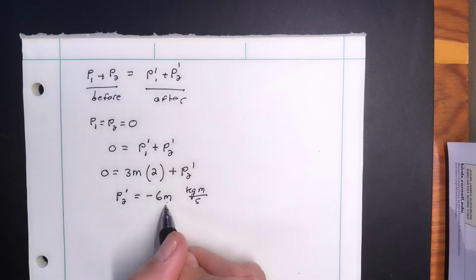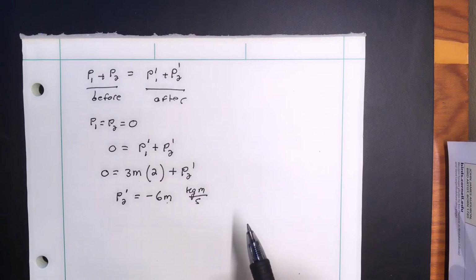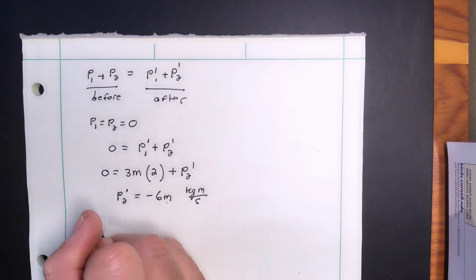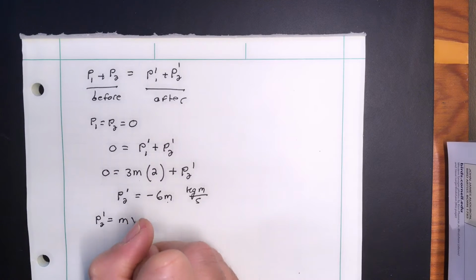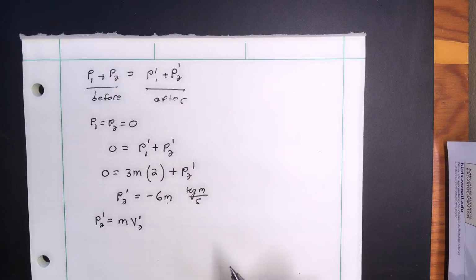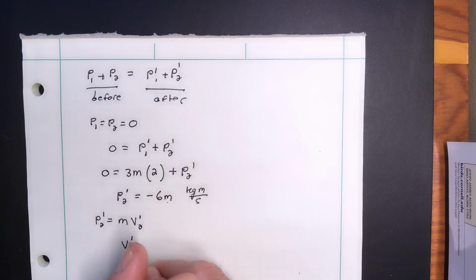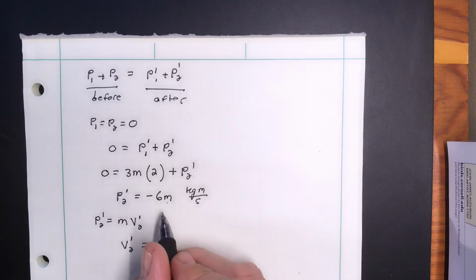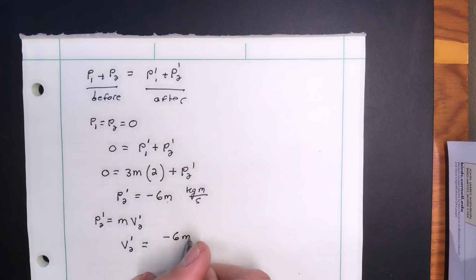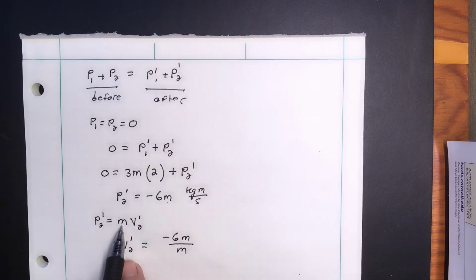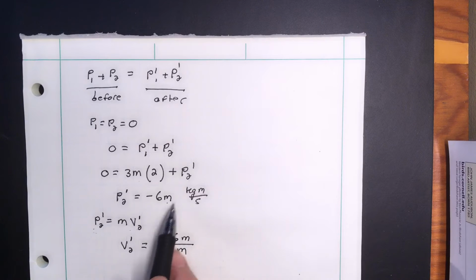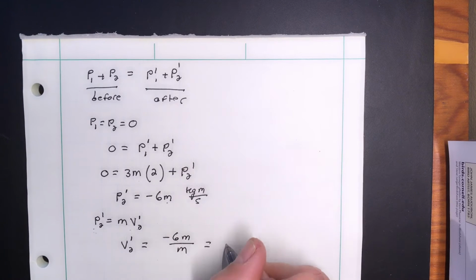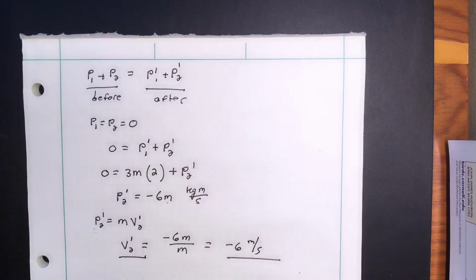It's a constant. Okay, so now to find that velocity, we know that P2 prime is just m times V2 prime. Right, so V2 prime is going to equal minus 6m divided by m, just dividing through both sides here by m, and substituting in the minus 6m here, minus 6 meters per second. Okay, that's our value of velocity there.